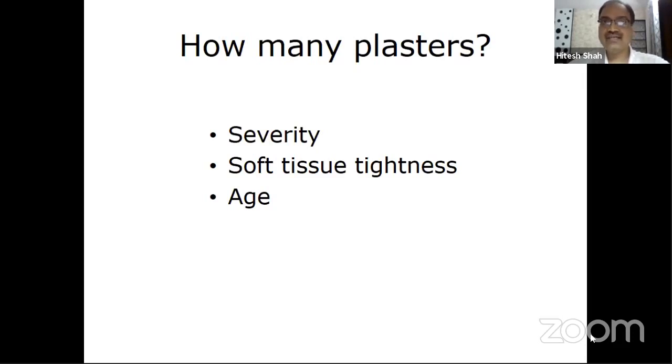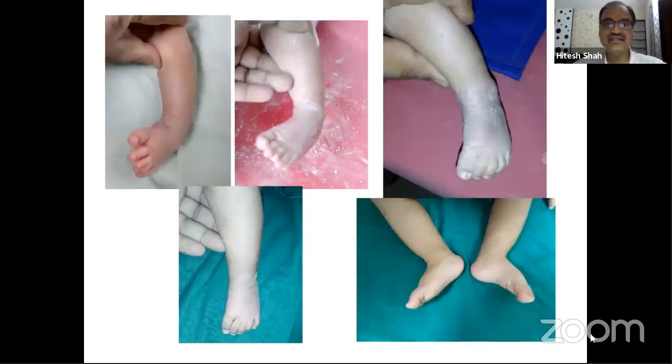Regarding soft tissue tightness, if there is suppleness in the foot, then it will require fewer casts. A rigid deformity will require more casts. This is an example where we can see all the deformities. In the first plaster, we can correct the cavus. After that, we can see it is quite straight, and the forefoot abduction gets corrected. After that, we can do the external rotation, and after tenotomy, we can see the child has got complete correction of the clubfoot, and it visually looks like a normal foot.